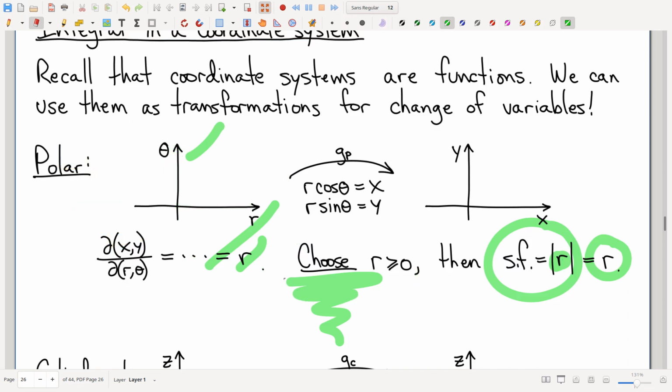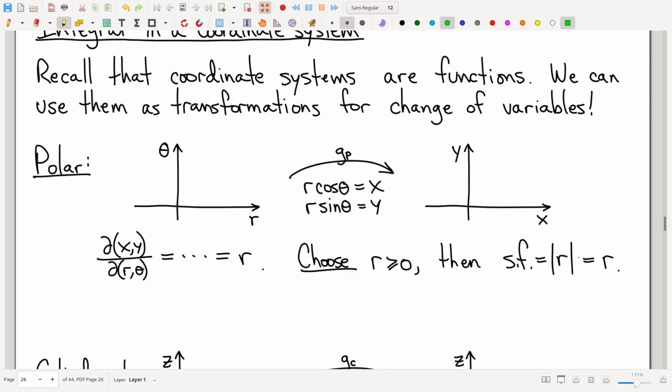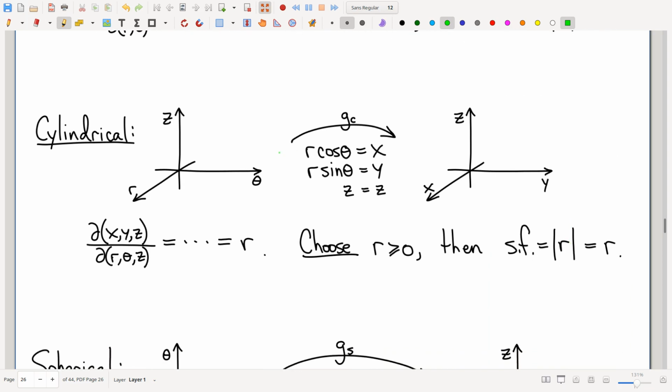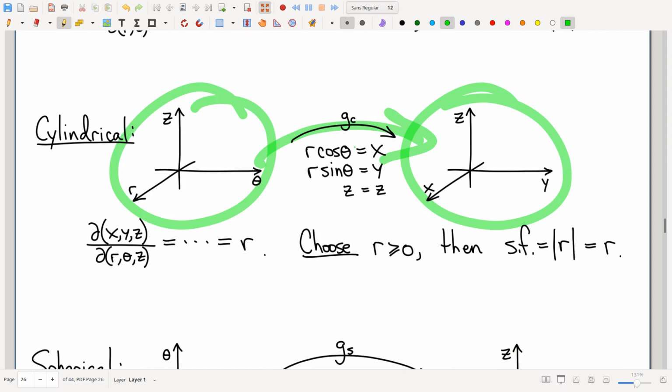Okay, so with that noted, we can do the same thing with cylindrical. It's a change of variables function, this time a three-dimensional change of variables. I can compute the Jacobian determinant. Not surprisingly, we get the same answer as we got from polar. The Jacobian determinant is r.